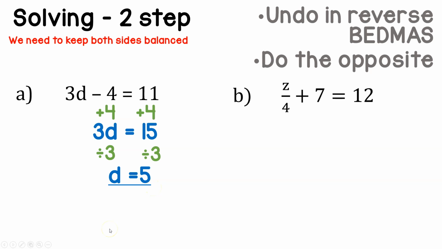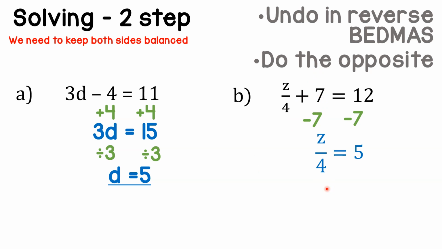Here is another example. Again, where do we start? We need to start off with our addition and subtraction. You can see we've got this +7 here. So the opposite of adding 7 to both sides is subtracting 7 from both sides. Now if we subtract 7 from this side, that's going to cancel out, and 12 take away 7 is 5.